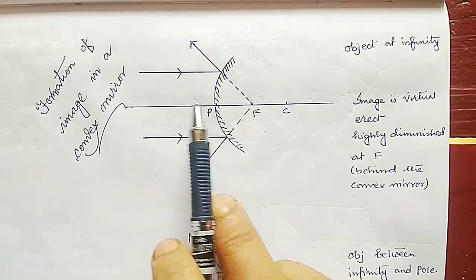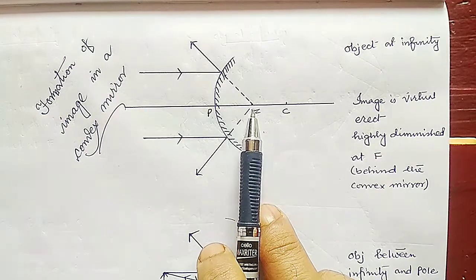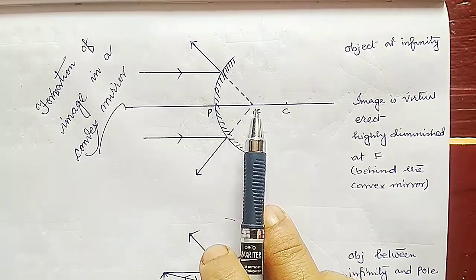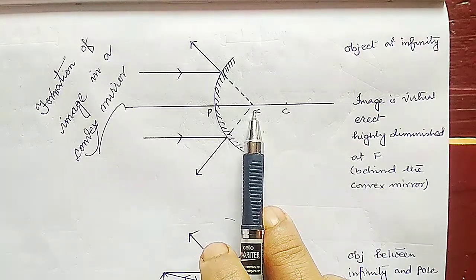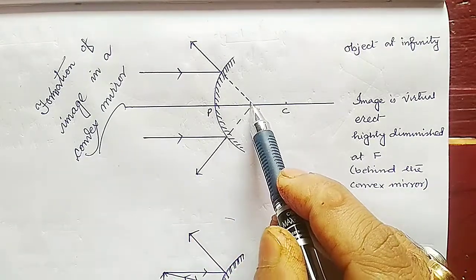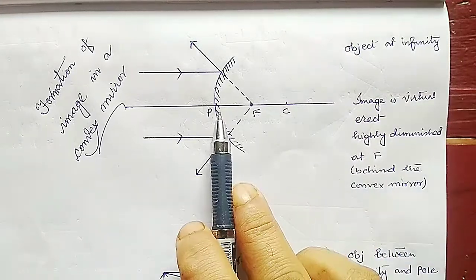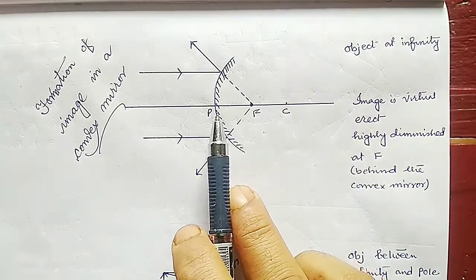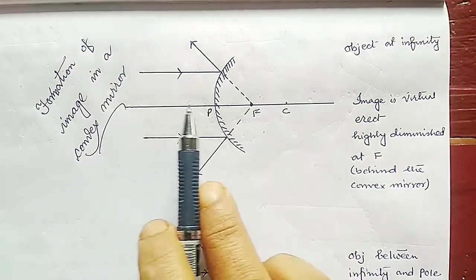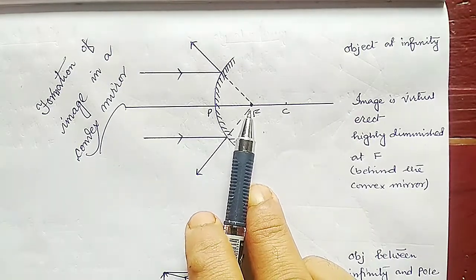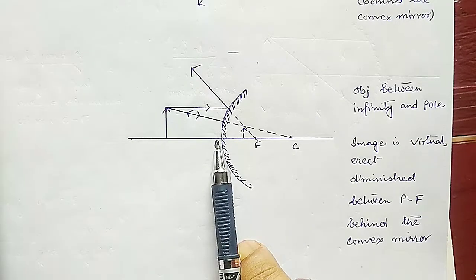So the image of the object which is at infinity will form at the principal focus. Since here the rays appear to meet, the image is virtual. Virtual images are always erect. And as you can see, a very small image will be formed, point size, so it will be highly diminished, and the image will be at F, which is the principal focus, and it will be behind the convex mirror. So when the object is at infinity, the image will be at focus, it will be virtual, erect, and highly diminished. Now in case 2, we are keeping the object between the pole of the mirror and infinity.